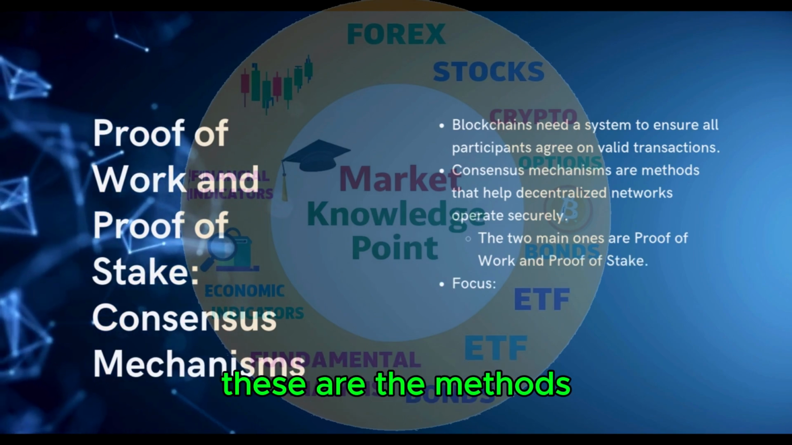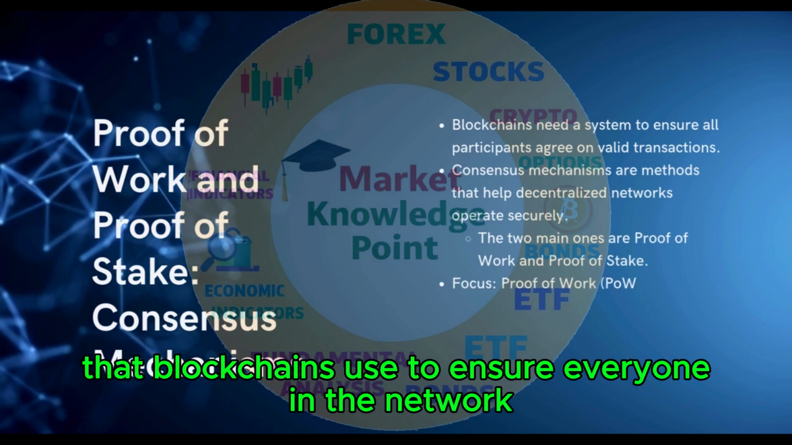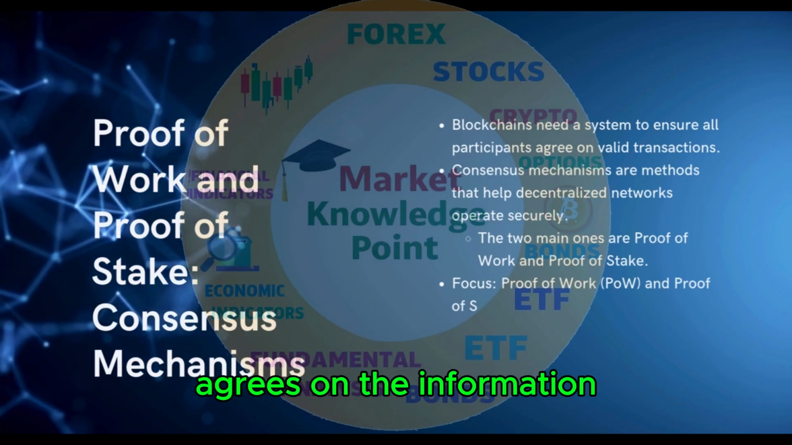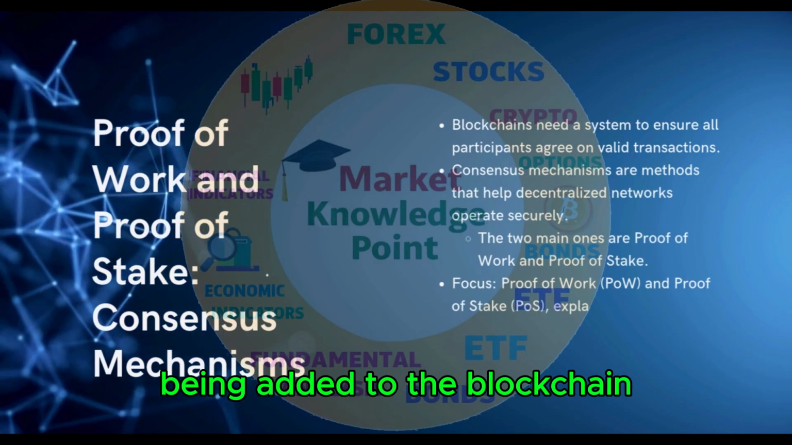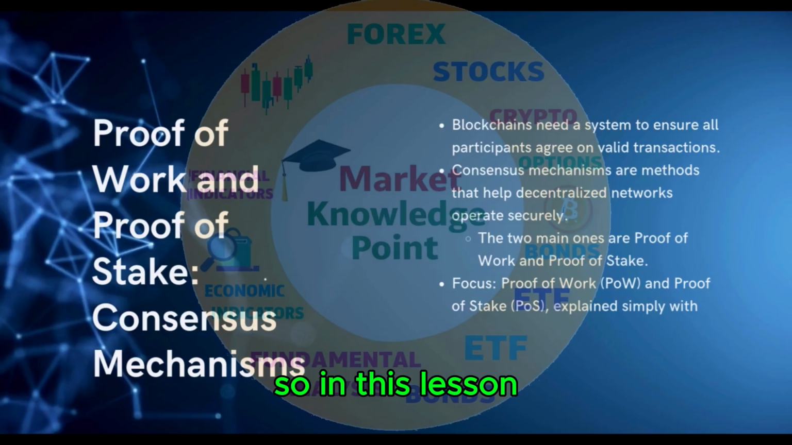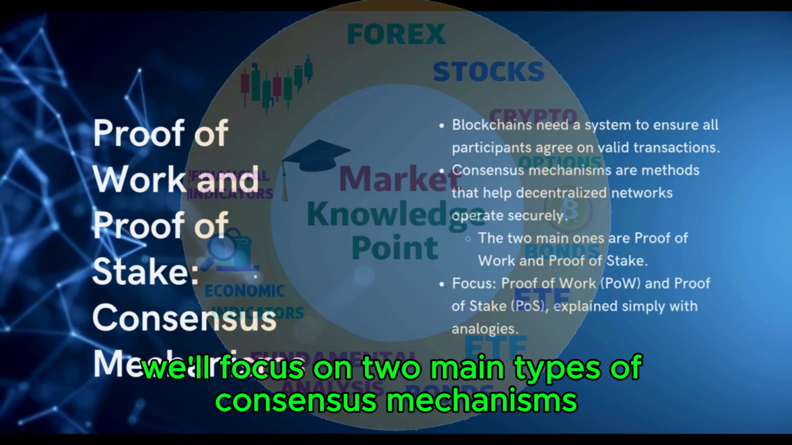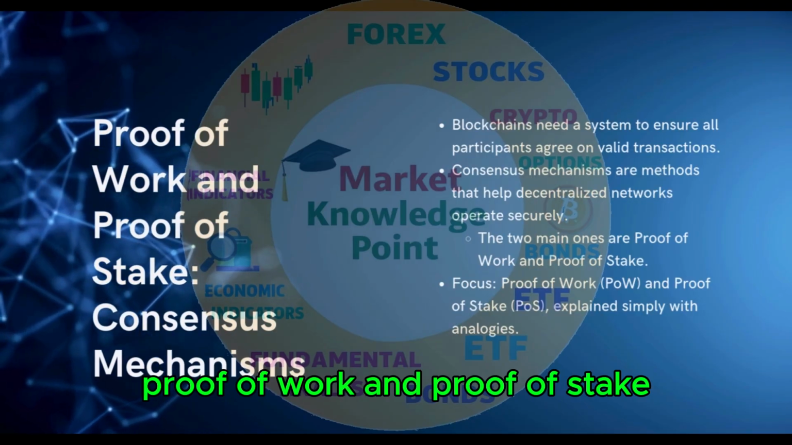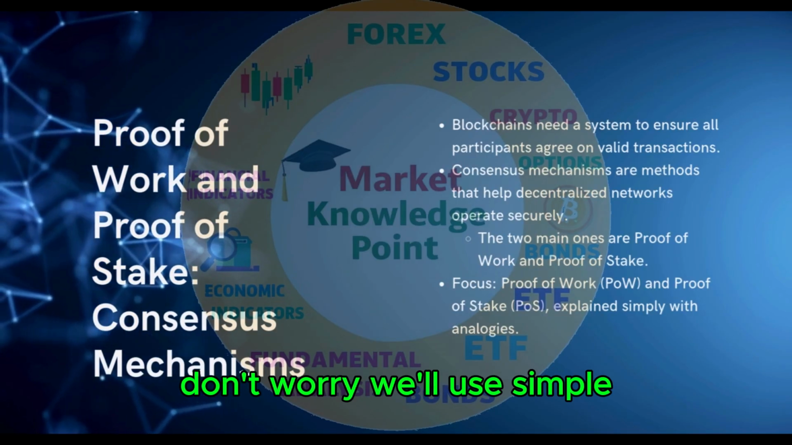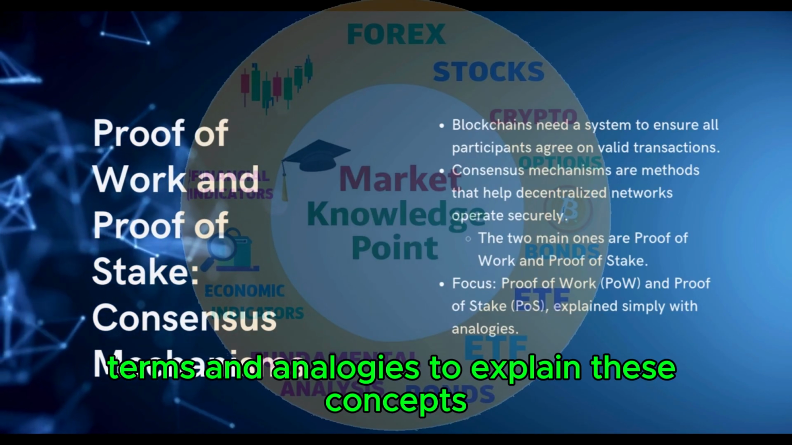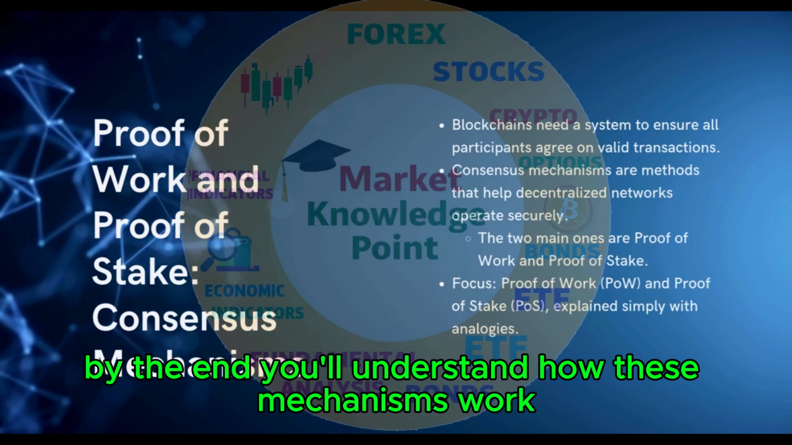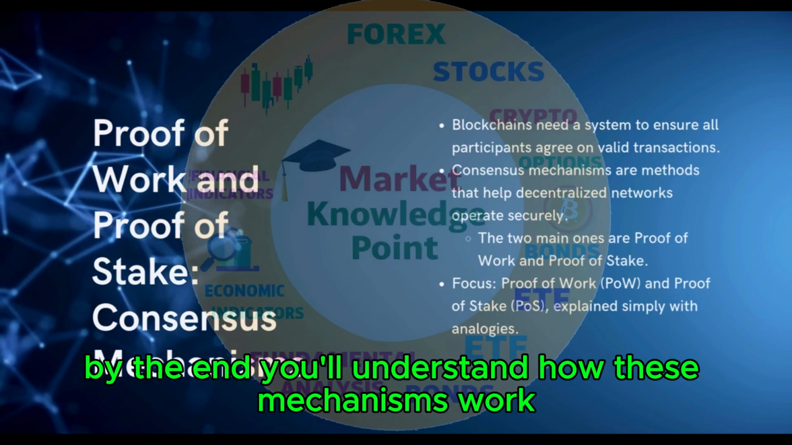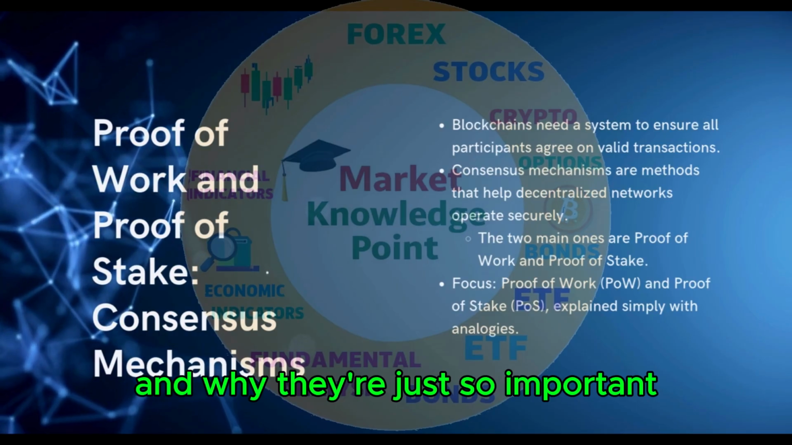These are the methods that blockchains use to ensure everyone in the network agrees on the information being added to the blockchain. So, in this lesson, we'll focus on two main types of consensus mechanisms: proof of work and proof of stake. Don't worry, we'll use simple terms and analogies to explain these concepts. By the end, you'll understand how these mechanisms work and why they're so important.